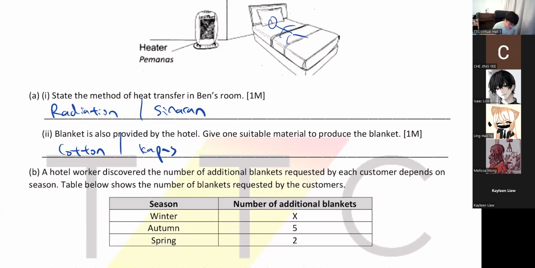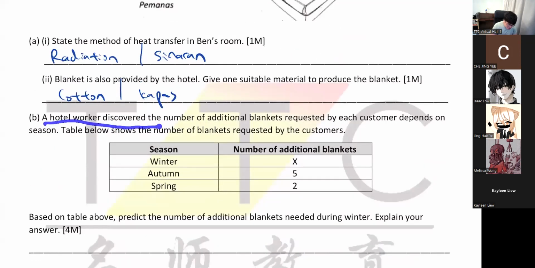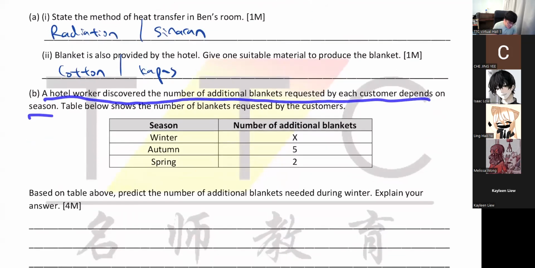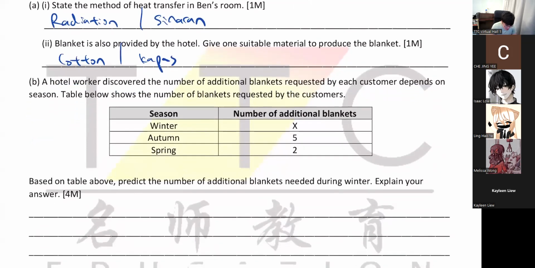So right, next, a hotel worker discovered the number of additional blankets requested by each customer depends on season. Table below shows the number of blankets requested by the customer. So you see, winter, there's X blanket, they didn't give you. They're trying to test you. Autumn is 5, spring is 2.